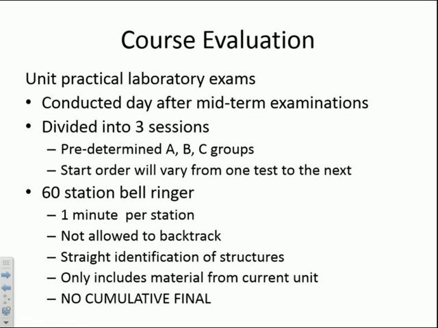The way the exam works, it's a 60-station bell ringer examination. You will have a total of 1 minute per station. Important to realize that you are not allowed to backtrack through the stations. Once you are finished at a station, you need to move on to the next station, and you are not allowed to revisit. It's typically a straight identification of structures. Sometimes we will pin a muscle and ask you for the innervation of that muscle. But for the most part, if there's no additional structures, you just need to provide the identification of it.